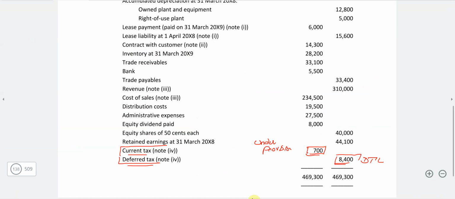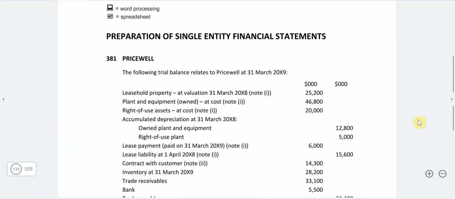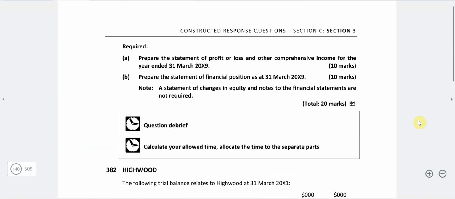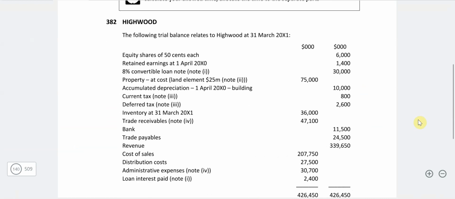So this was the question Price which we did from your Kaplan kit. And now we are moving to the next question, and the next question is Highwood. You may have a different number in your kit, so you just see the name of the question rather than the number.